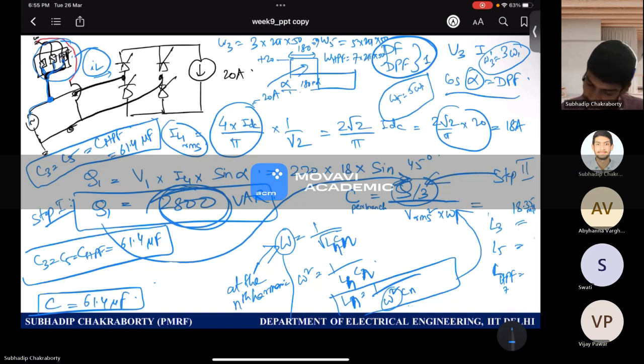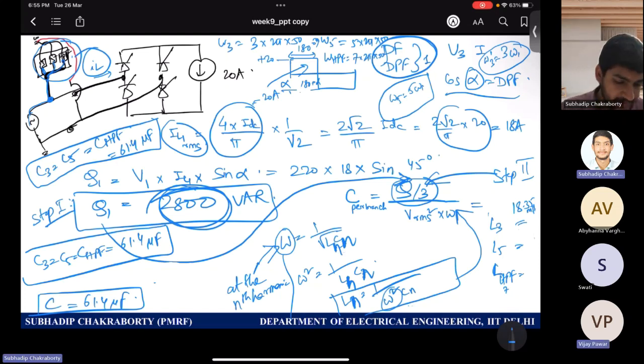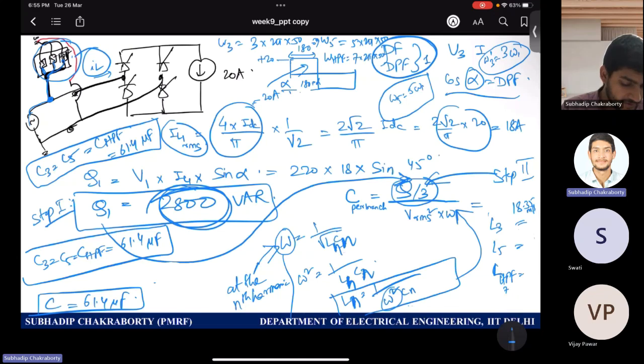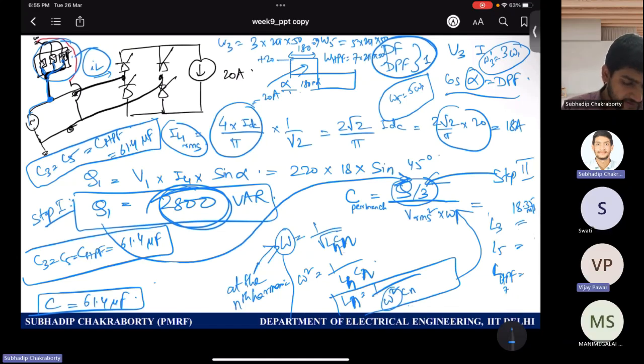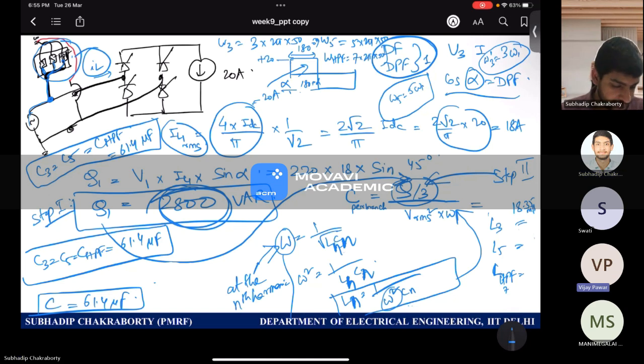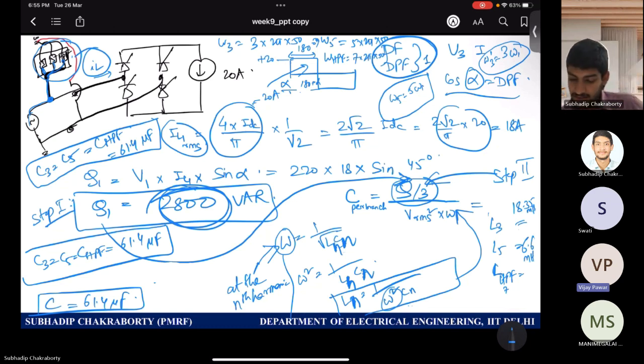1 by 5 into 314 whole square. Right, omega square it is. And multiplied by your Cn, 61.4 into 10 to the power minus 6. And if I plug in 7 here. Here we have to multiply by 3, na sir, for finding L3. Yes. In this formula, Ln is equal to 1 by omega square into Cn.